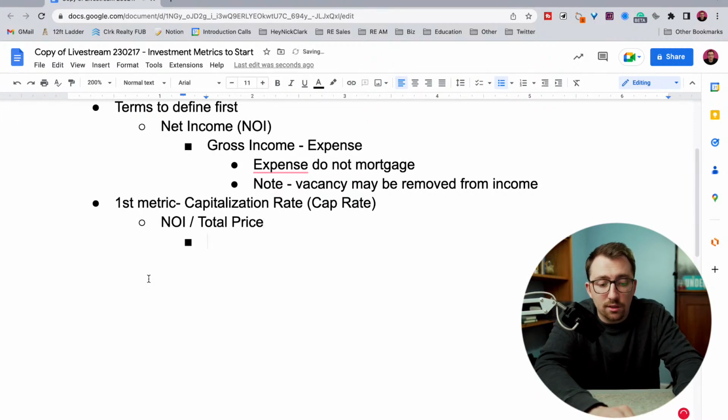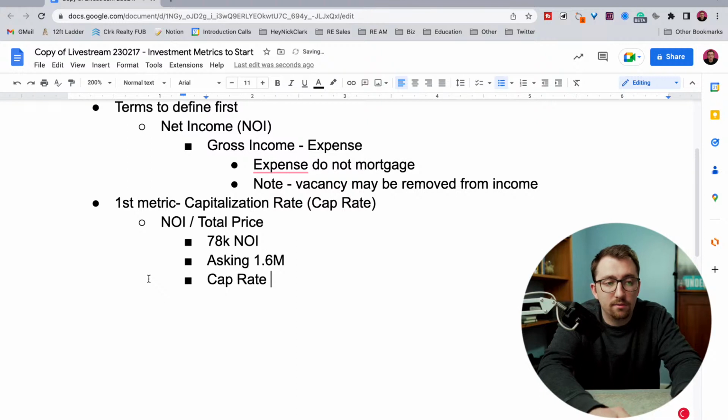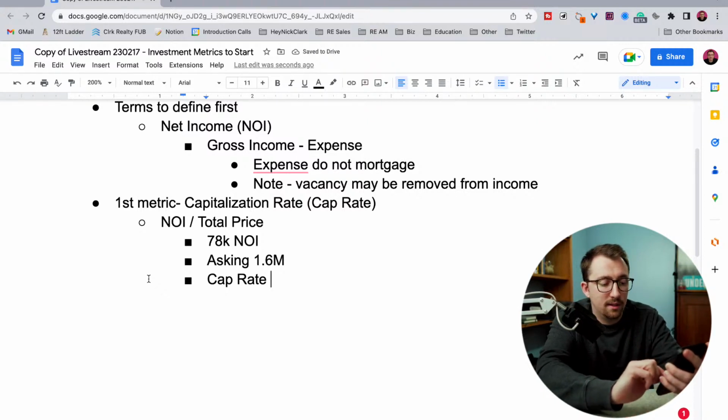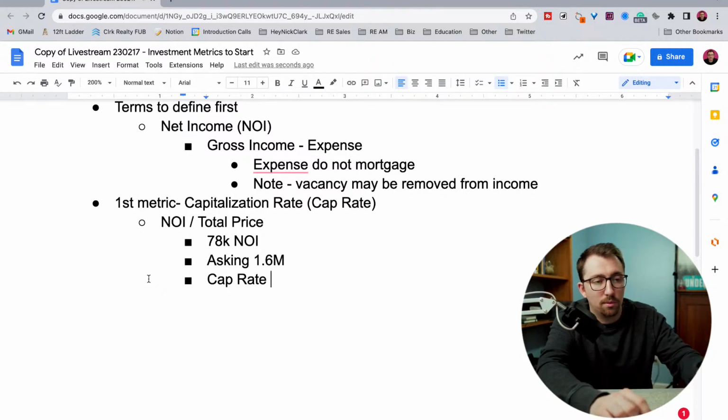For an example, I was just looking at a building before this call that had expired. It was a 12-unit building that brought in $78,000 net income. They were asking $1.6 million. So that gives a cap rate of, let me just calculate, 78,000 divided by 1.6 million, which is 4.8%.